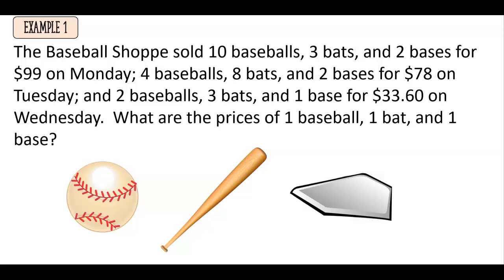Here we go. So, everybody, let's read this. The baseball shop. Anyways, that's the way the British spell shop. Anyways, the baseball shop sold 10 baseballs, 3 bats, and 2 bases for $99 on Monday. 4 baseballs, 8 bats, 2 bases for $78 on Tuesday. 2 baseballs, 3 bats, and 1 base for $33.60 on Wednesday. What are the prices of each baseball, bat, and base?